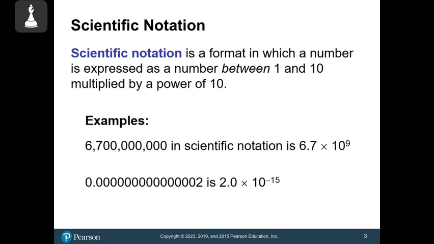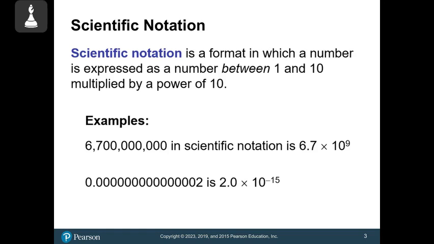Scientific notation is going to be in a format where the number that you start with is between 1 and 10, and then it's going to be times 10 to a power. The power will be positive if the number is greater than 1, and the power will be negative if the number is less than 1. And the number that is in the power tells me how many times I moved the decimal point to get it to the spot.